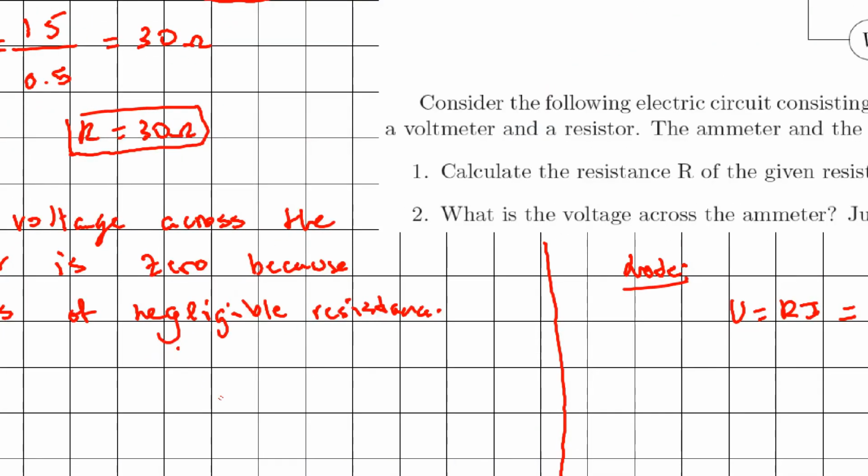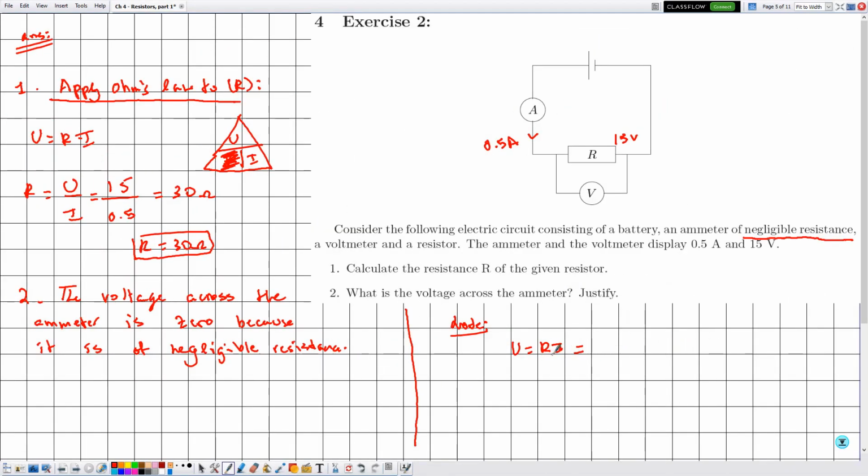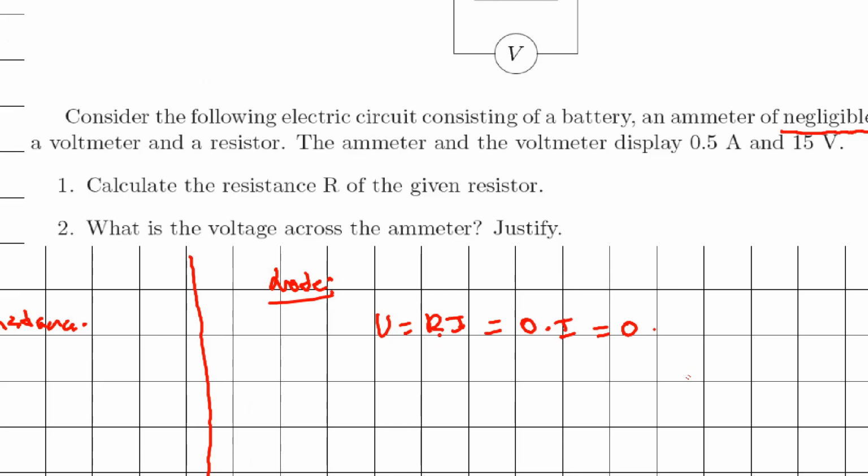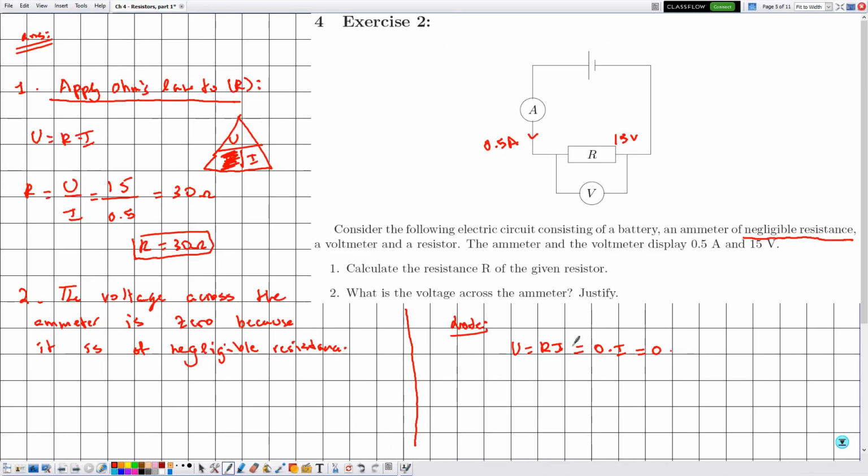So, negligible resistance means that the value of the resistance is almost 0. Then here we can replace R by 0. So 0 multiplied by I, anything multiplied by 0 will give us what? 0. Therefore, whenever any electric component is of negligible resistance, the voltage across it will be 0, and this is given by Ohm's law.